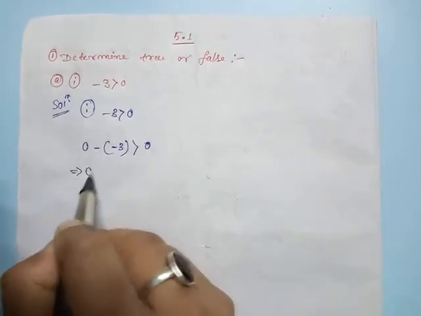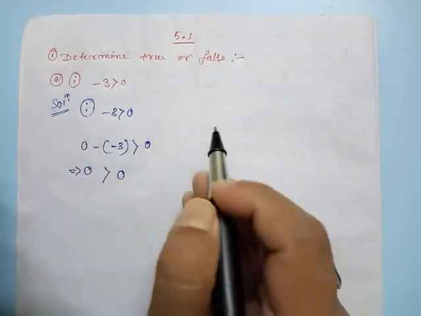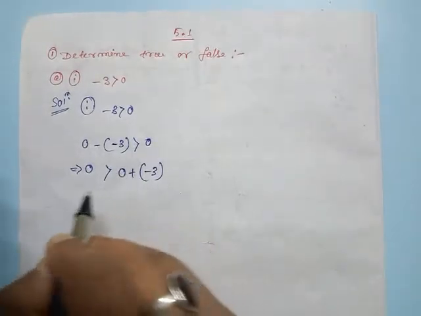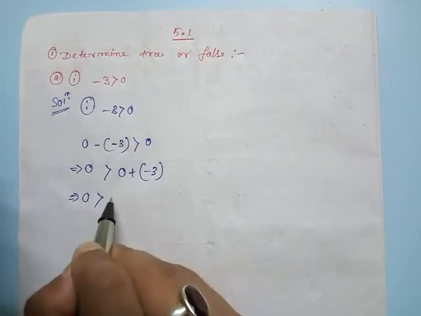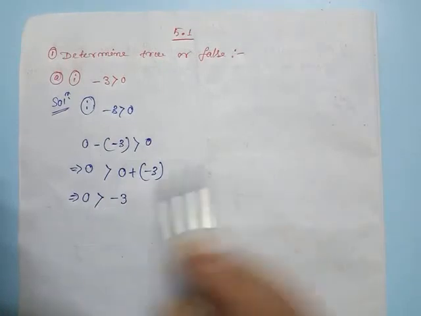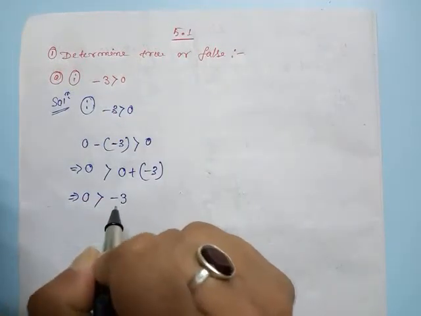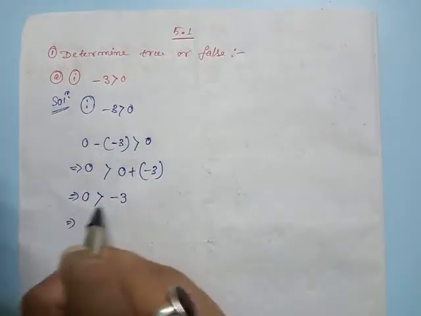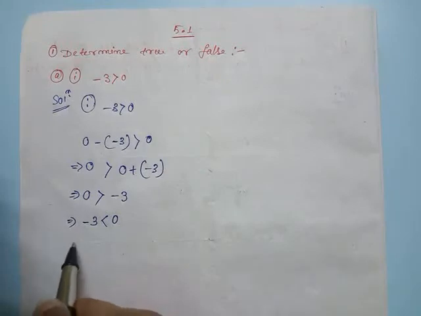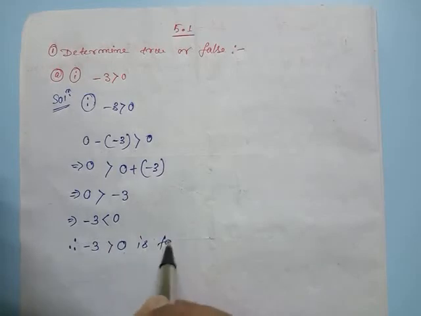Now the next step, students: 0 bigger than, there is 0, and minus 3. If you interchange the side, this becomes plus 3 here. So in our next step we will write 0 bigger than minus 3. In the question it is given that minus 3 bigger than 0, but actually we proved that 0 bigger than minus 3. This is true, this one is not true. Minus 3 bigger than 0 is not true, but 0 bigger than minus 3 is true. Or we can write, if you interchange the values, this becomes minus 3 less than 0. Therefore we can say that minus 3 bigger than 0 is false.